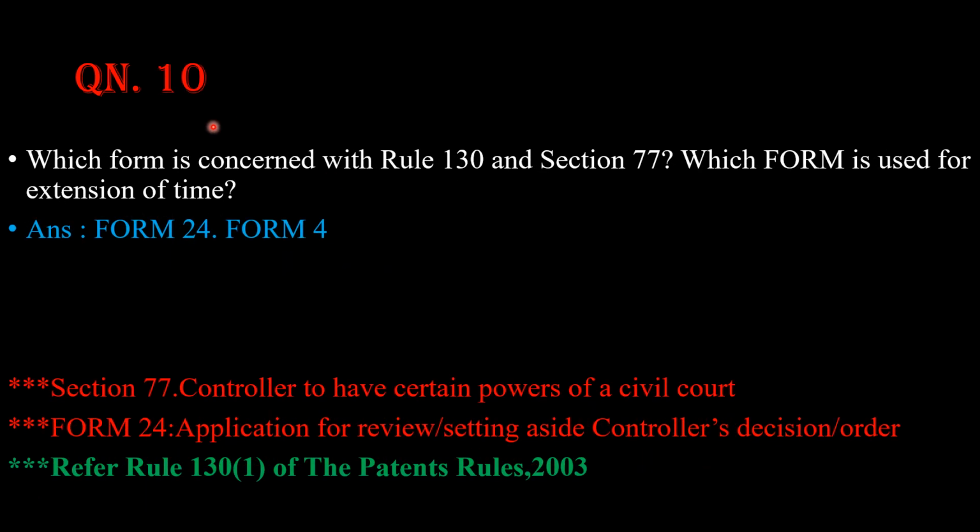Now, question number 10. Which form is concerned with Rule 130 and Section 77? Which form is used for extension of time? Okay. So, the first answer will be form number 24, and the second answer is form 4. That means, which form is concerned with Rule 130 and Section 77? So, primarily the answer will be form 24. But which form is used for extension of time? The answer is form number 4.